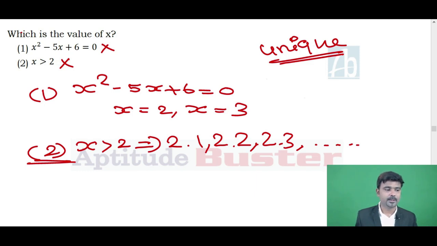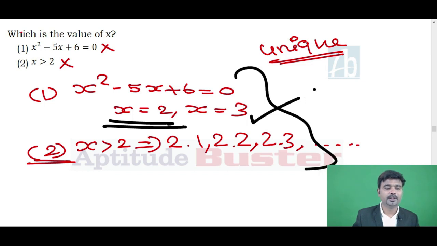Now combine these two statements. X squared minus 5x plus 6 equal to 0 and x is greater than 2. That means the value of x is not 2. X should be greater than 2, it is given. So the value of x should be 3. After combining these two statements, we can say the unique value of x is 3. So the answer choice is answer choice C.